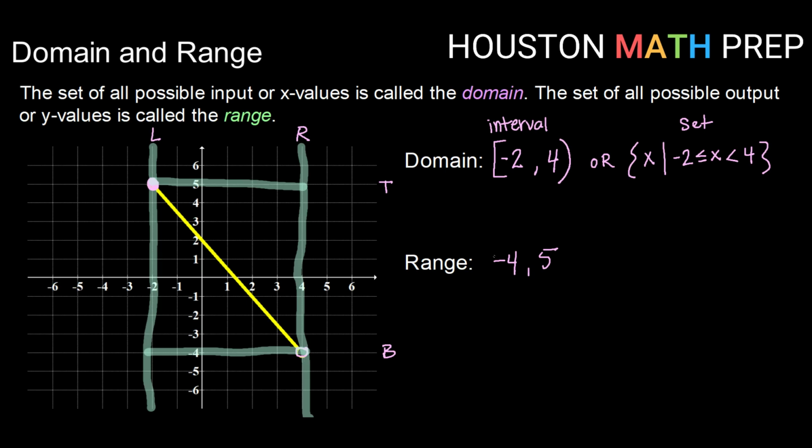-4 has an open circle, so I'm again going to use a parenthesis to indicate it is not included. And 5 has a solid circle, so it is included. I'm going to put a bracket there.